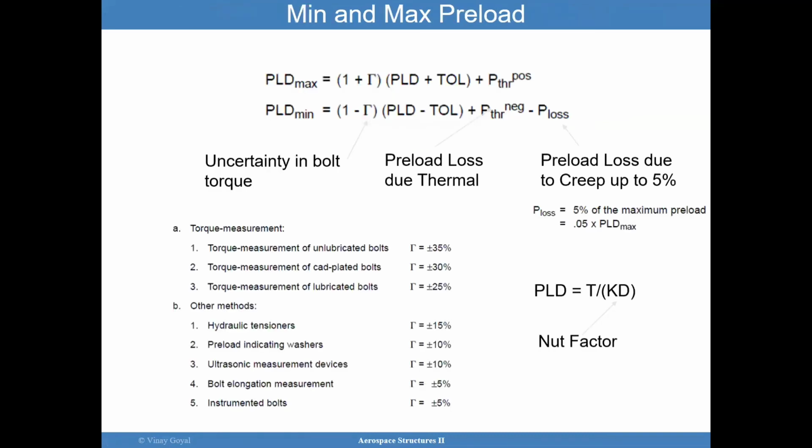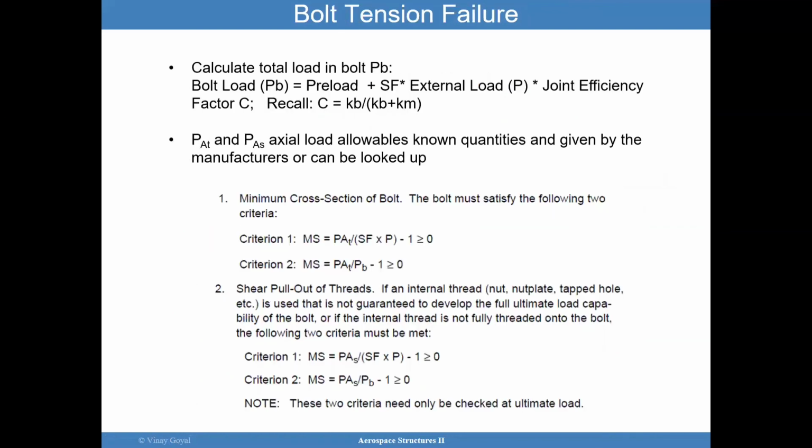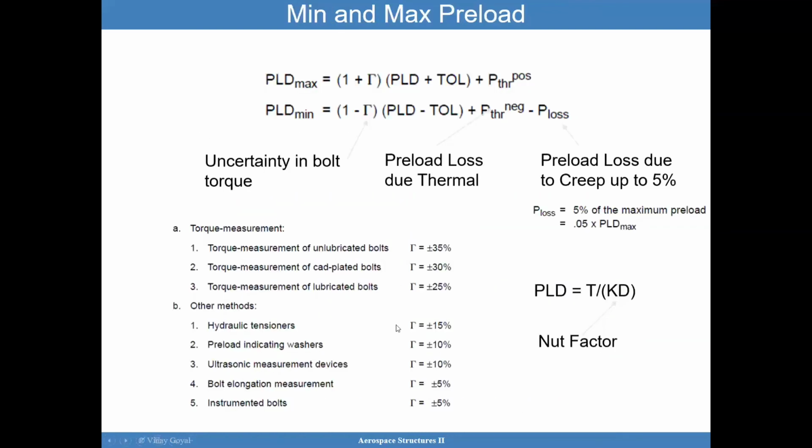And again, here we're showing how to account for the effects of minimum and maximum preload. In your calculation, you can have preload loss up to 5%, and then you're going to have the preload loss due to thermal that should be considered, and the preload uncertainty, depending upon the technique that is used in the measurement phase.